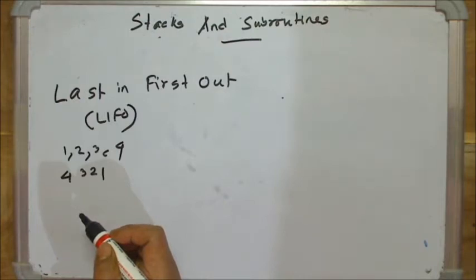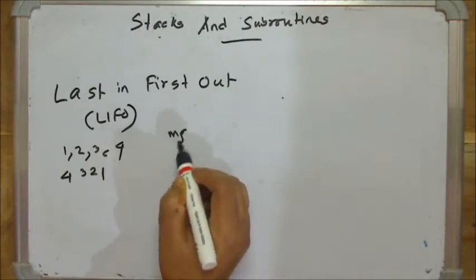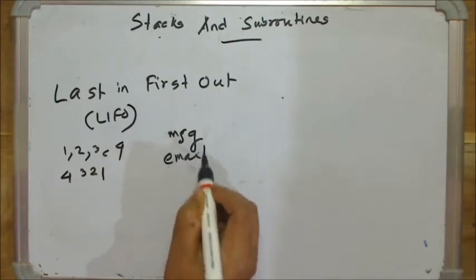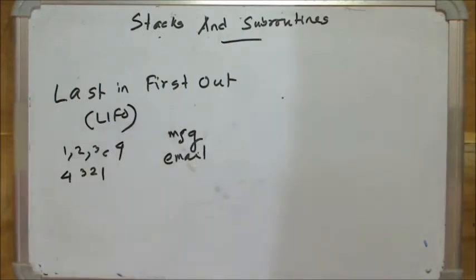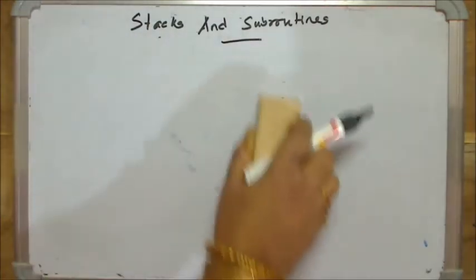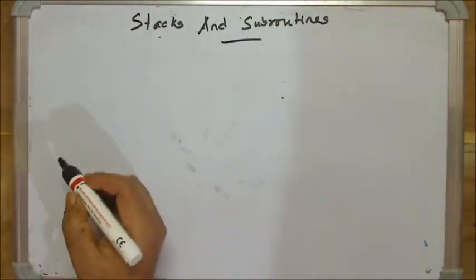So let's get the idea. For example, you've got your message folder, email folder. All this works on the last in first out operation. Now see, let's get the idea of the stack clear.